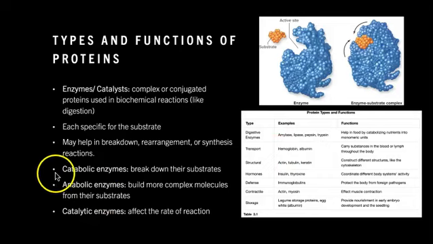And we have these 3 different groups of enzymes. Our catabolic enzymes, which I just described, help to break down their substrate. Anabolic enzymes are going to help build more complex molecules from their substrate. So again, adding those pieces together, making them larger. And then our catalytic enzymes are going to affect the rate of reaction, speeding it up.